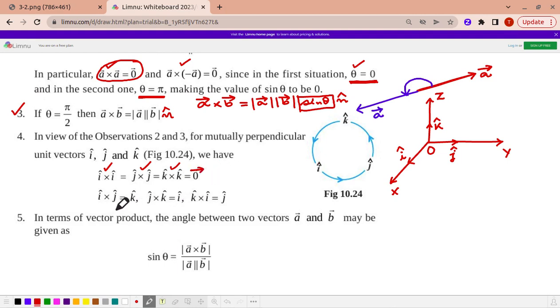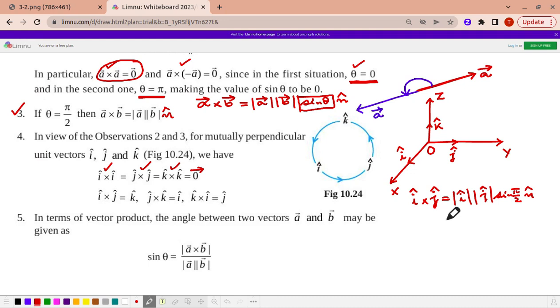Now what will happen with i cap cross j cap? Apply the right handed system. If I literally write i cap cross j cap from the fundamental definition of cross product, that will be mod of i cap into mod of j cap into sine of the angle between i cap and j cap, that is 90 degree, sine pi by 2, and n cap, that is the unit vector perpendicular to both the vectors i cap and j cap.